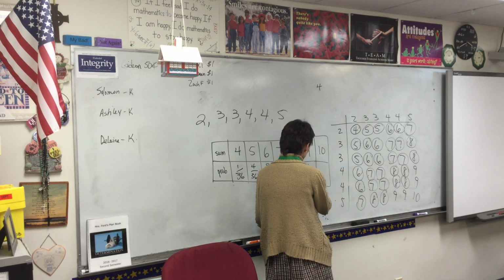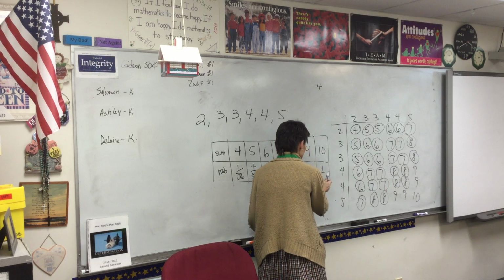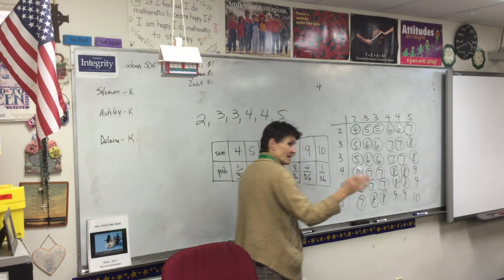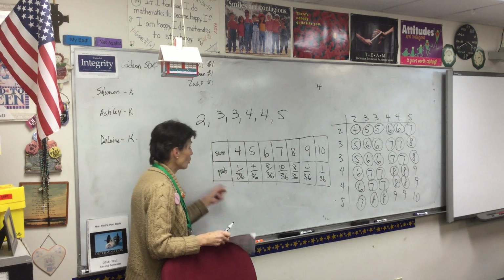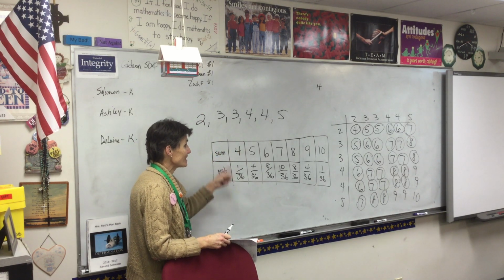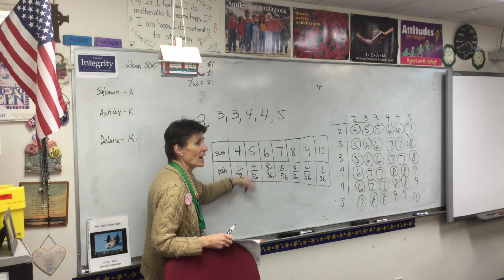Looks like 4 9s and 1 10. Everybody understand what I'm doing? This is called your probability distribution. This tells you the probability of each outcome.